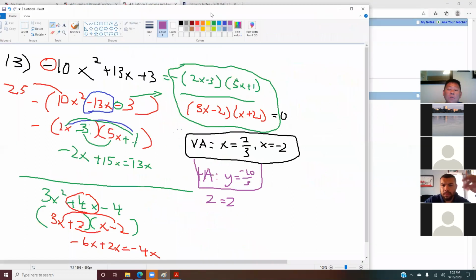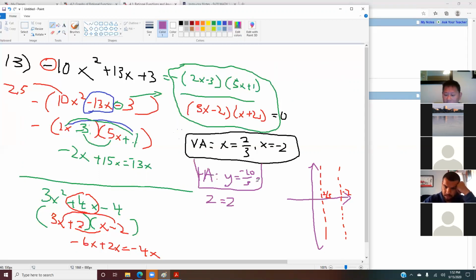Graphing. How do you graph this? Since we have your asymptotes, x equals 2/3 is right over here. Negative 2 is right over here. So this is your vertical asymptote. And then your horizontal asymptote is negative 10/3.